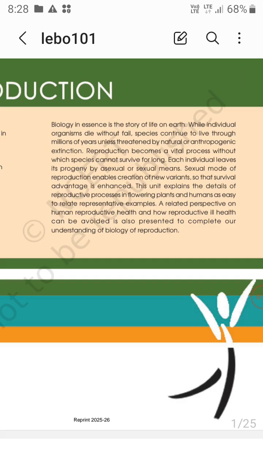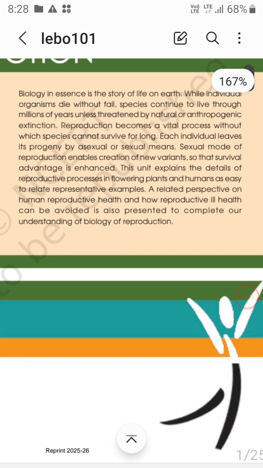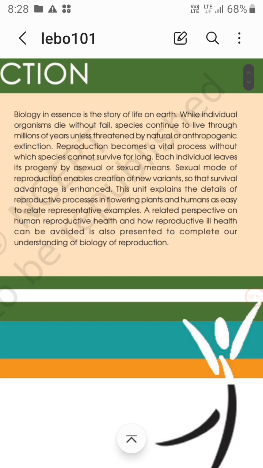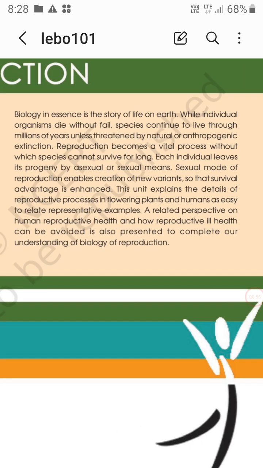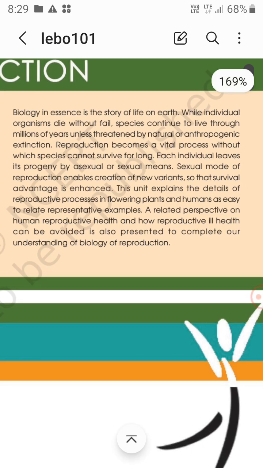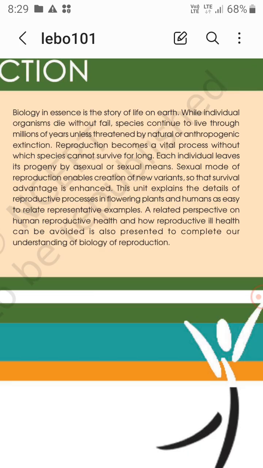There is a term, anthropogenic extinction, that is extinction because of human activities. Reproduction becomes a vital process without which species cannot survive for long. Each individual leaves its progeny by asexual or sexual means. The sexual mode of reproduction enables creation of new variants so that the survival advantage is enhanced.